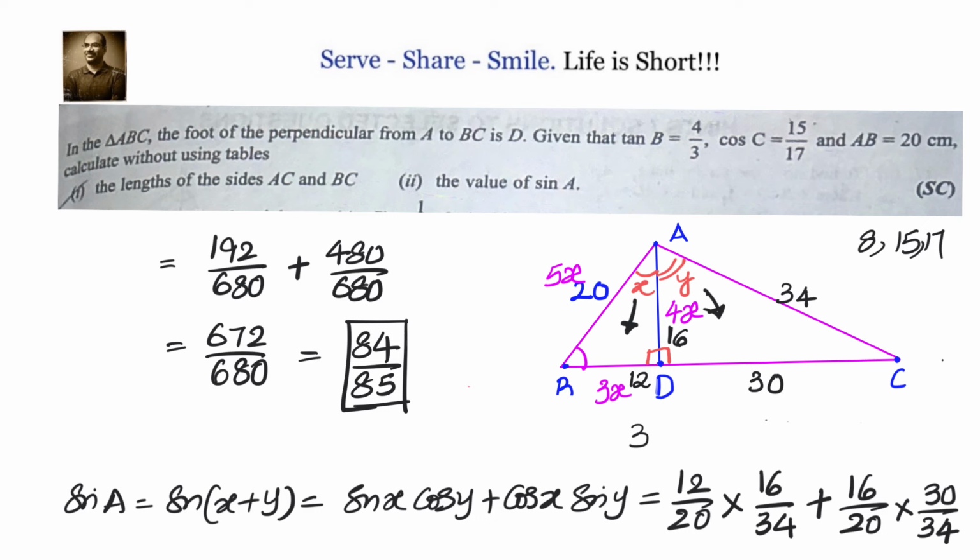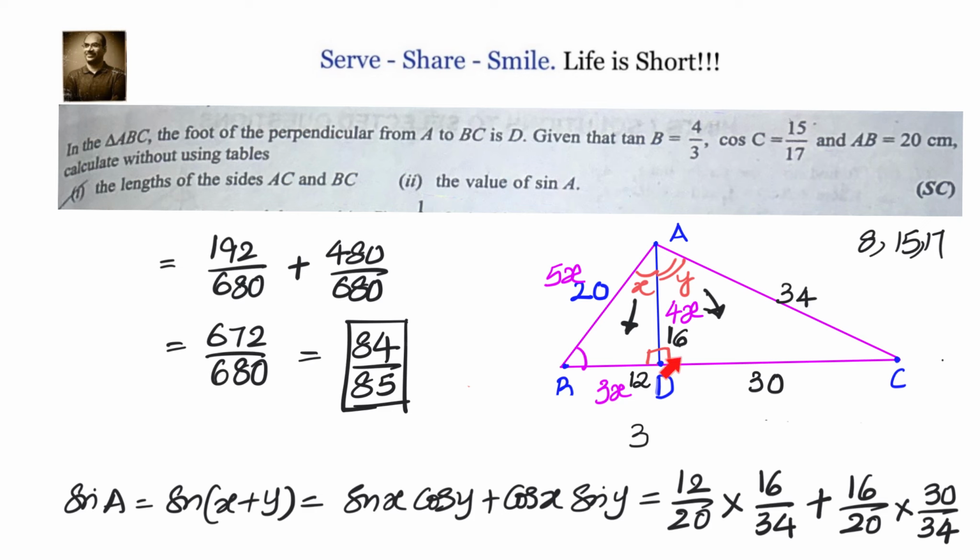Let's have a recap of this problem. We have been given triangle ABC, in which we have been given AB equals 20 centimeters, and AD is the perpendicular drawn from A onto BC, D is the foot of perpendicular. We have been given tan B is 4 by 3 and cos C equals 15 by 17.